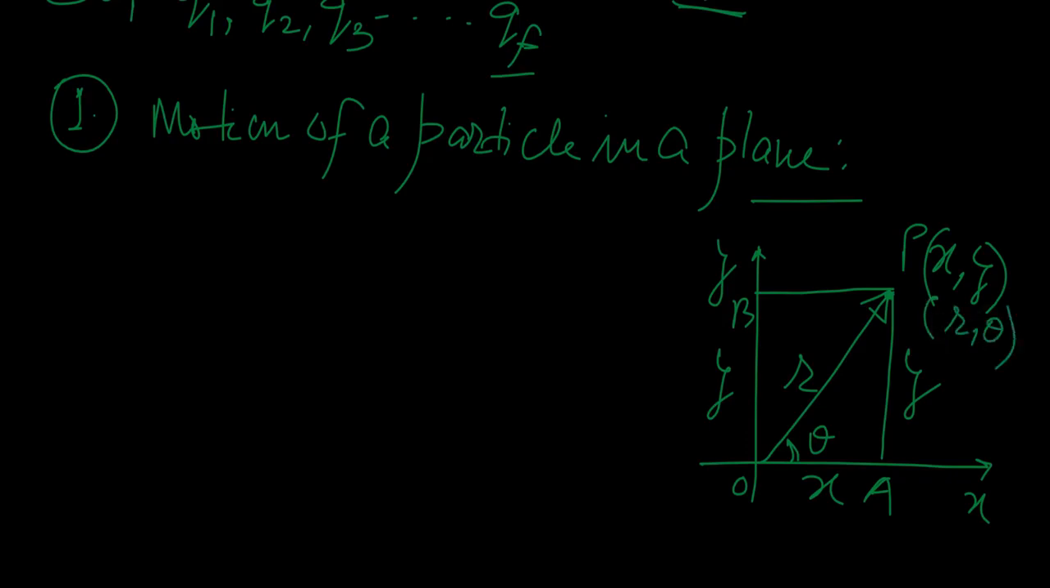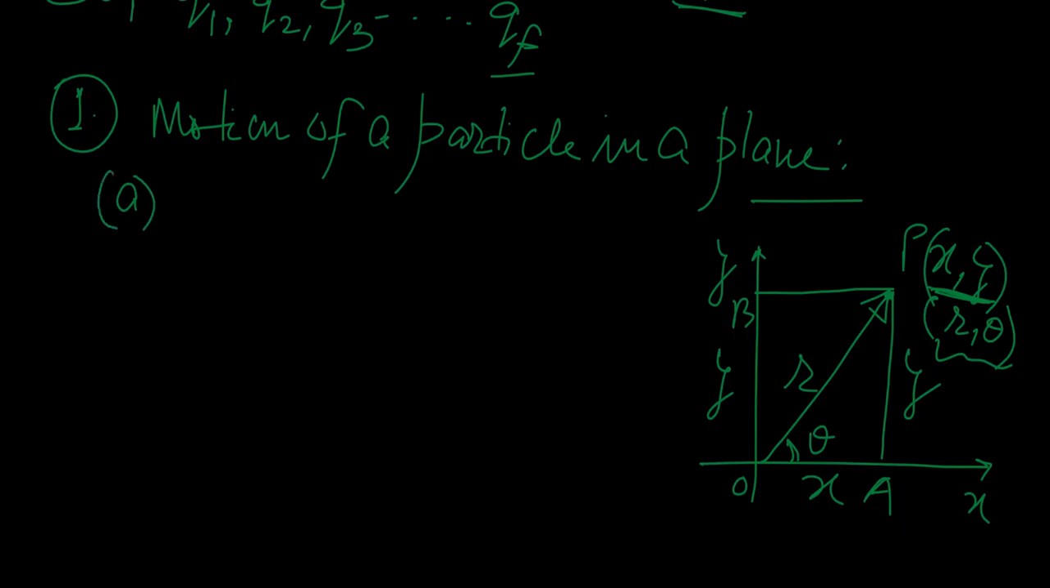So if the motion of a particle is described in the xy plane, there will be two sets of generalized coordinates. One will be the Cartesian coordinates, that is x y. It is also most convenient in so many cases, just like you have studied in lower classes, circular motion, projectile motion. In those problems, we always use Cartesian coordinates as generalized coordinates to describe the motion of the system. And at the same time, in some particular dynamical problems, the plane polar coordinates r theta as generalized coordinates are more convenient with respect to the Cartesian coordinates. I will clarify that.